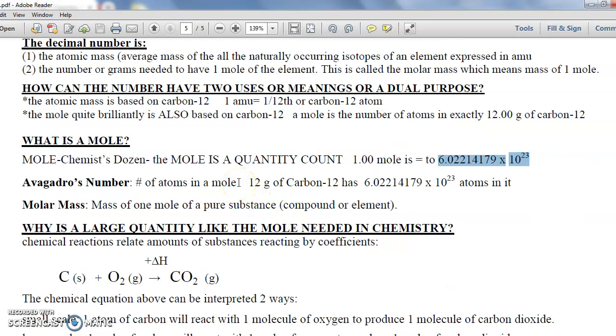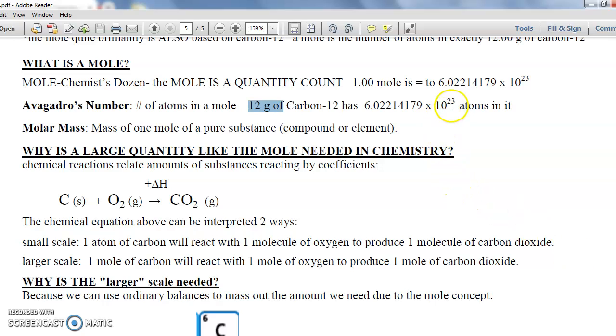If we put 12 grams of carbon-12 on a balance, we would have 6.022 times 10 to the 23rd atoms on the balance. It's named after Avogadro, who showed how this number could be calculated. So 12 grams is called the molar mass, the mass of 1 mole.